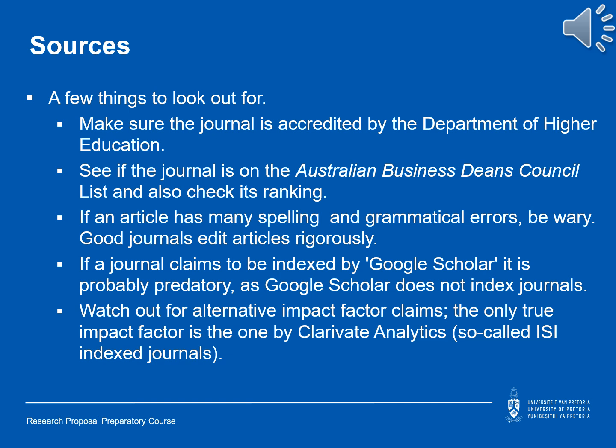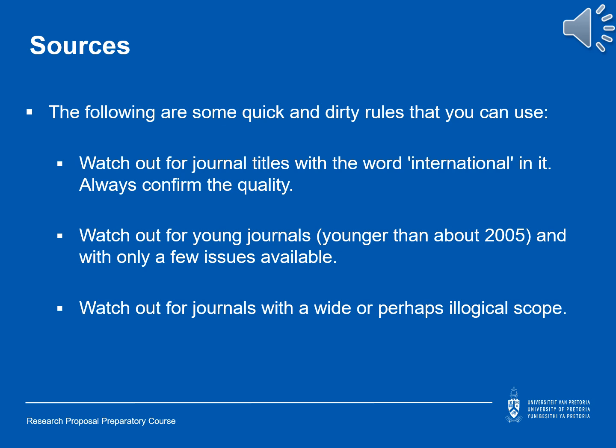If an article has many spelling and grammatical errors, be careful, as good journals edit articles rigorously. If you worry about a journal, at least Google it and check out its website. If it claims to be indexed by Google Scholar, it is likely predatory, as Google Scholar is not an index. Watch out for any impact factors apart from ISI. Here are a few things to look out for.